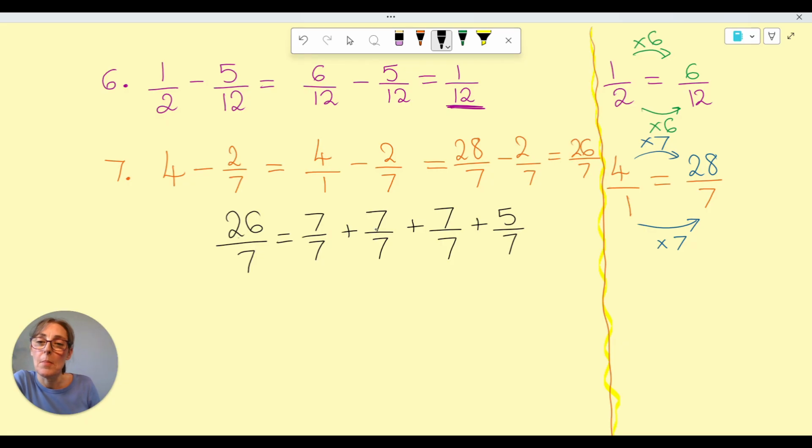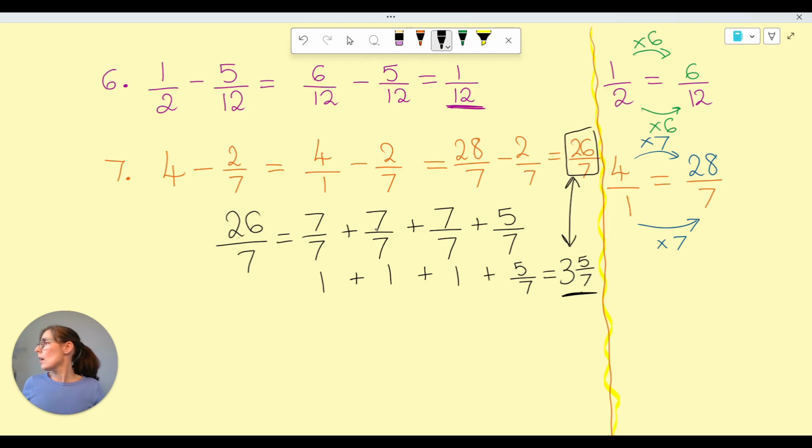Can you see that 3 times 7 is 21, add 5 is 26? You've got 1 whole, plus another whole, plus another whole, plus 5/7. So that's 3 and 5/7. So these are exactly the same fractions. They're just shown differently. I'll just check. 26/7, 3 and 5/7, yeah.